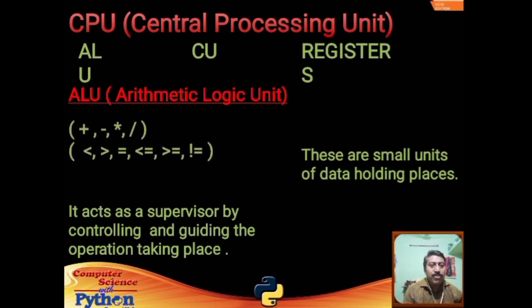ALU performs all the four arithmetic operations: plus, minus, multiplication and division. Already I have shown you on the screen. It also performs logical operations like less than, greater than, equal to, less than or equal to, greater than or equal to, and not equal to. When two numbers are required to be added, these numbers are sent from memory to ALU, where addition takes place and the result is put back in the memory.